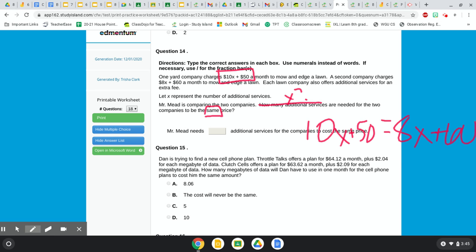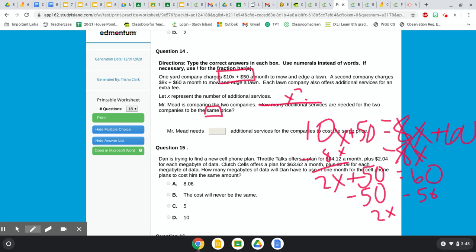You choose what you want to do next, but I'm going to subtract 8x from both sides. That leaves me with 2x plus 50 equals 60. And then I'm going to subtract 50. So I have 2x equals 10. Last step, divide by 2. So x would equal 10 divided by 2 is 5. So x is 5, meaning that the additional services is 5.